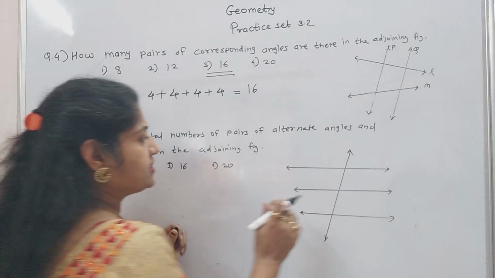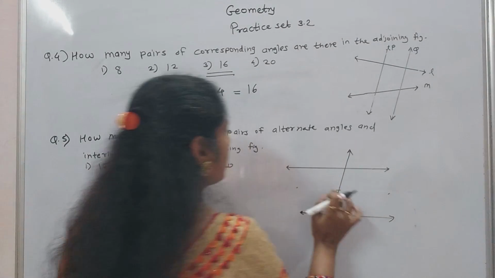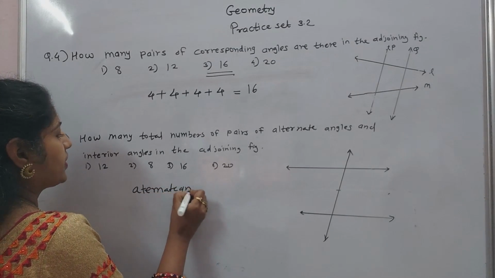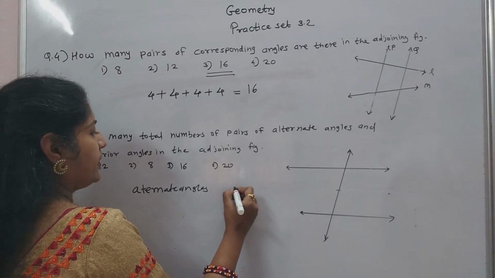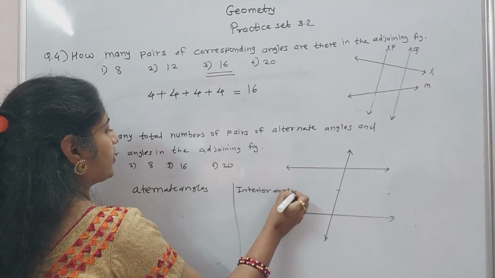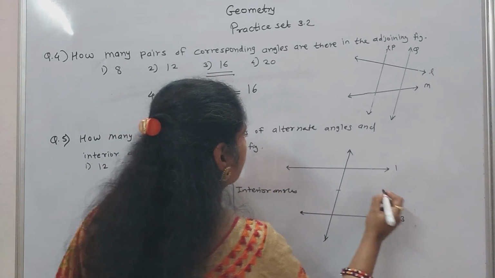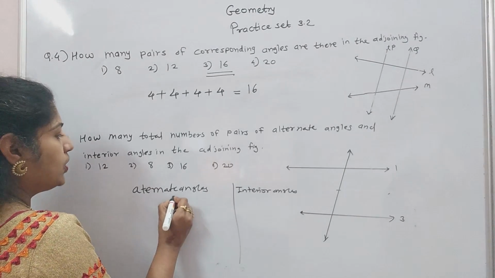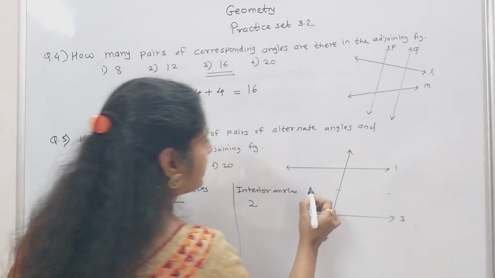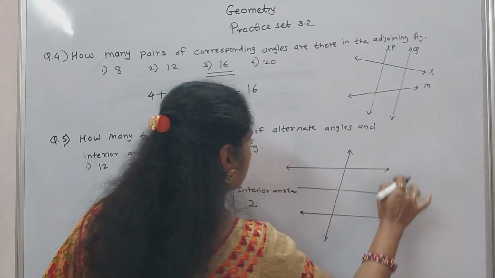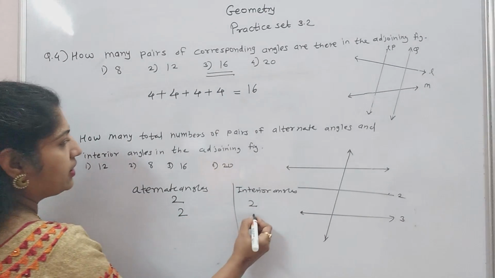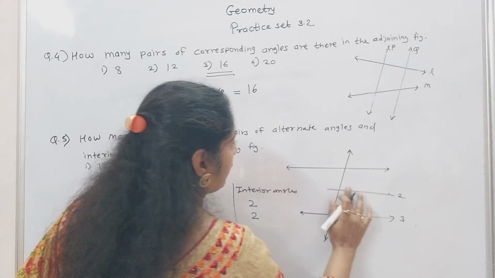First of all, take two lines, alternate angle and interior angle. First I take 1 and 3 line. 1 and 3 line, there are two pair of the alternate angle and two pair of the interior angle. Now I take 2 and 3rd line. 2 and 3rd line. So there is the two alternate angle, two interior angle. I take 1 and 3rd.